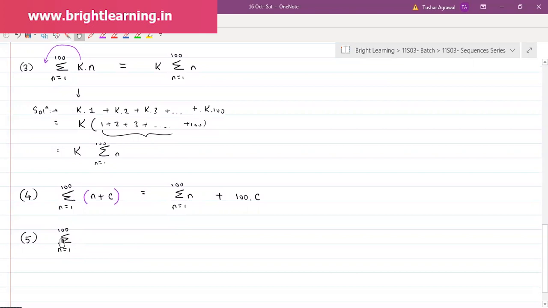Okay. Now the summation for n from 1 to 100, fifth property. Let's say the terms are given by n addition n square.